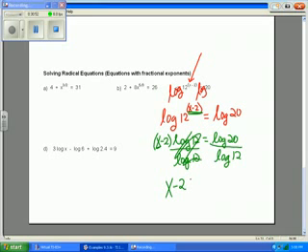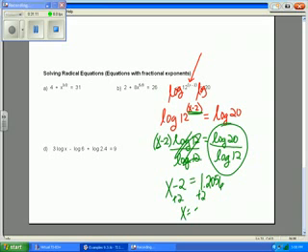So, x minus 2 equals this. Make sure you put that in your calculator properly. Log 20 divided by log 12. And that is 1.2056. I am almost done, but not complete. Add 2. So x is 3.2056. Okay, so that's finished. And let's do the last one.